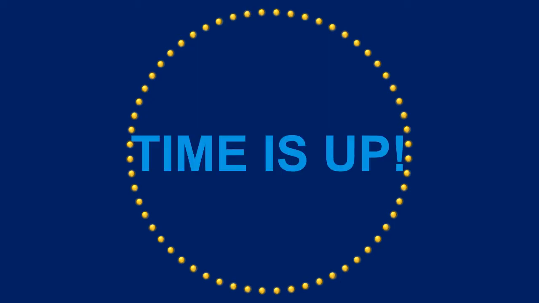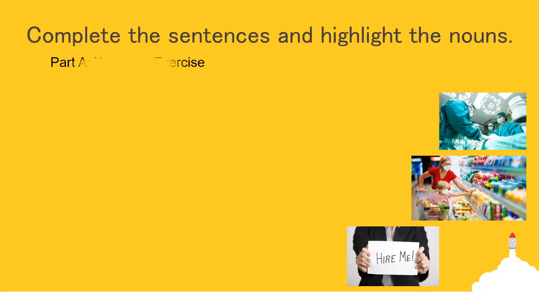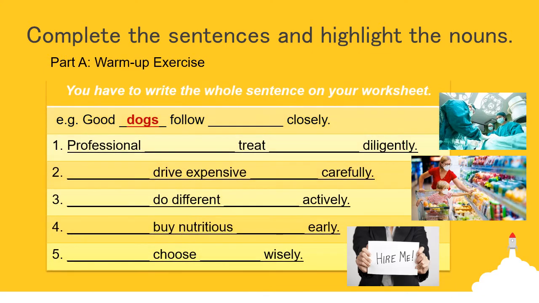Time is up. Let's take a look at the answers. In this table, I'm going to focus on the nouns only. The first example sentence, you should remember, reads, good dogs follow orders closely. Dogs is the subject of the example sentence, while orders is the object of the sentence.